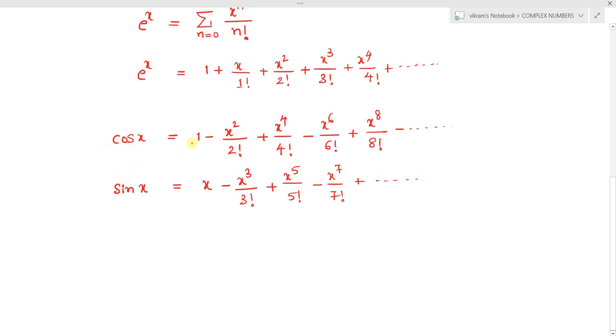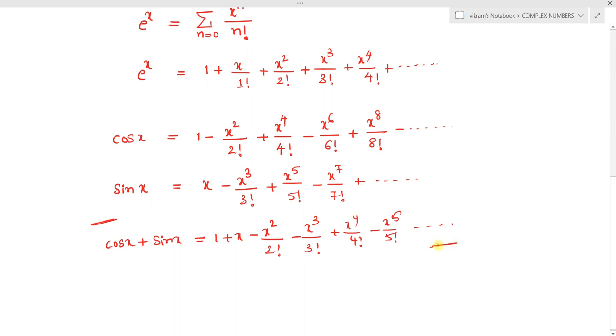If we add these two, cos x plus sin x, what will we get? 1 plus x minus x square by 2 factorial minus x cube by 3 factorial plus x power 4 by 4 factorial minus x power 5 by 5 factorial and so on. So we are not getting the e power x series.